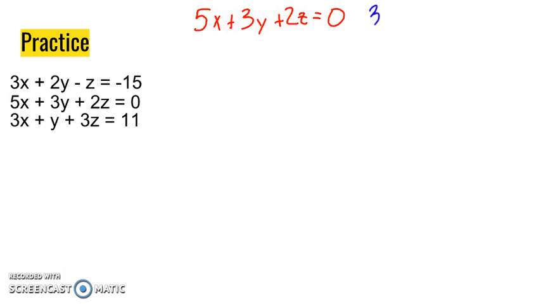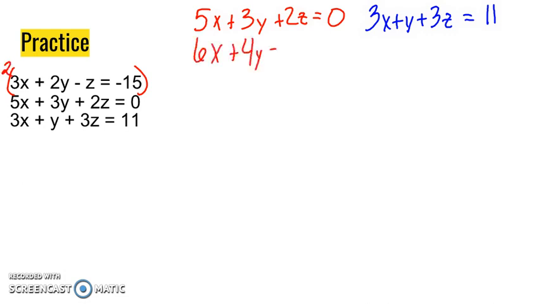And then I'm also going to take my 3x plus y plus 3z equals 11. And I'm going to eliminate my z's with that one as well. So starting out, this one is my pivot equation, and I need to eliminate my z's. I've already got a negative z, so I need to take my pivot equation times 2. Okay, if I take that times 2, that gives me a 6x plus 4y minus 2z equals a negative 30.